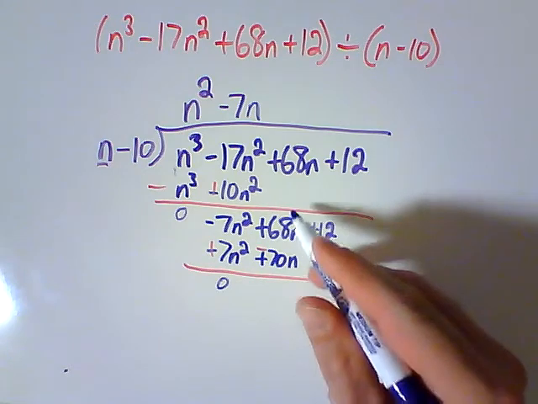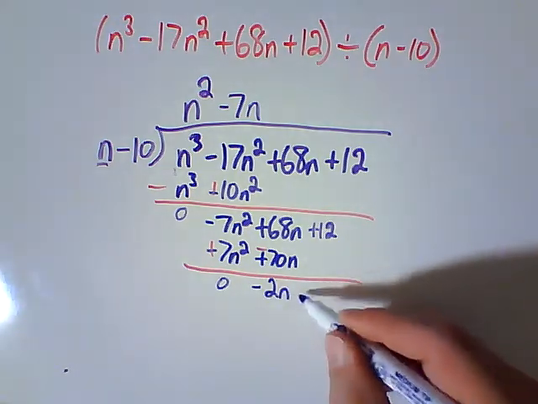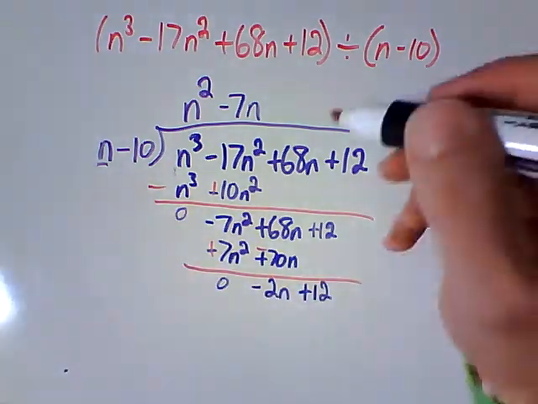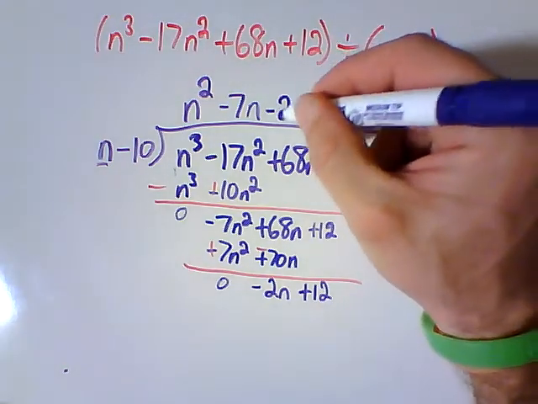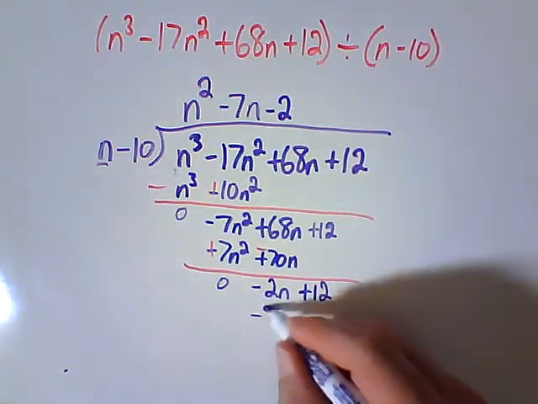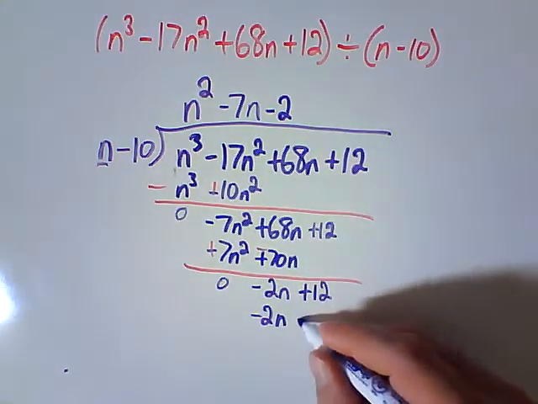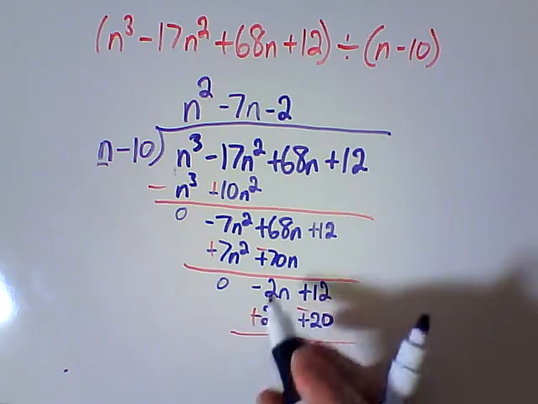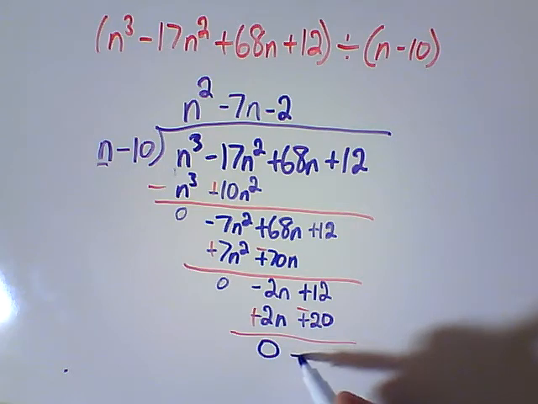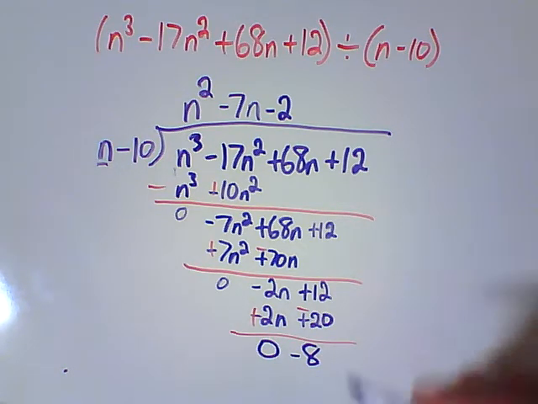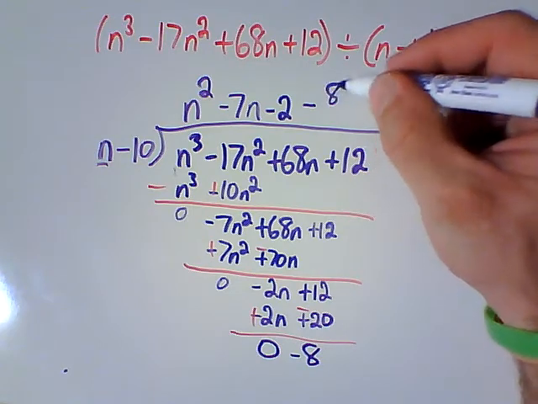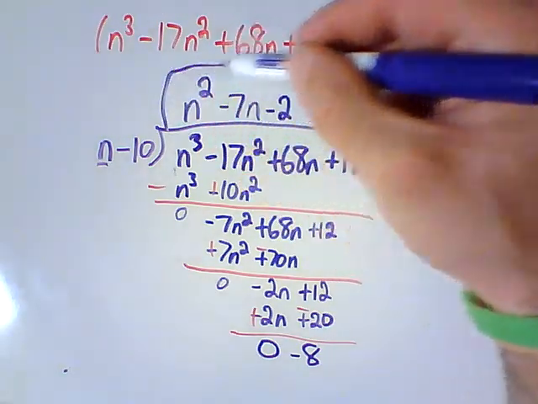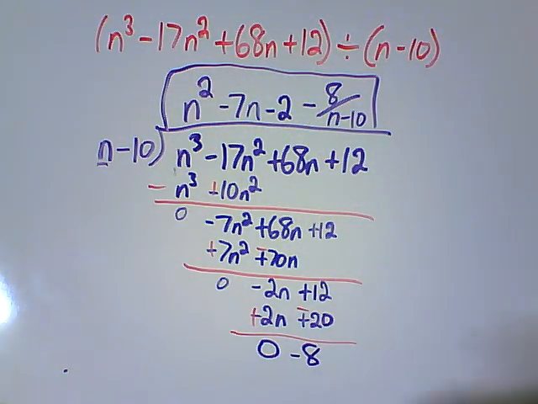Right? That's 0. That is negative 2n plus 12. This is going to be nice. Negative 2n divided by n is just negative 2. Negative 2 times that is negative 2n. Negative 2 times negative 10 is positive 20. Draw a line. Change signs. That becomes 0. And that becomes negative 8. So, I have this minus 8 over n minus 10. You could have also had plus negative 8. But that right there, I do believe, is the answer that you end up seeing.